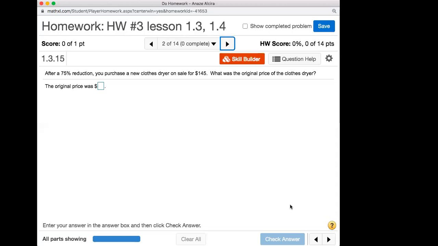All right, everybody. So this is problem number 2. It says after a 75% reduction, you purchase a new clothes dryer on sale for $145. What was the original price of the clothes dryer? So what I tell students is this: when you're working through these types of word problems, the first question you have to ask yourself is, is the price going to be greater than or less than the 145? That's the first question you should ask yourself. What do you guys think?